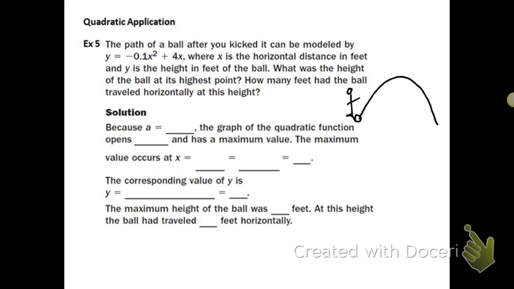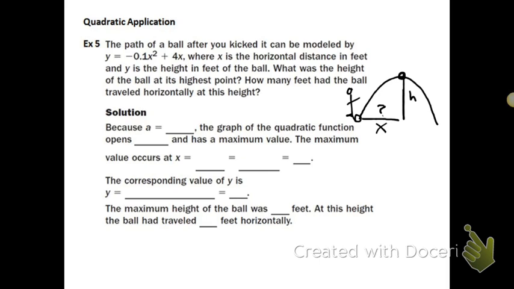So our job is, we want to find what is the height of the ball at its highest point. Well, this point right here is the highest point, and so we want to know what is that height, how far is it off the ground. Let's call that h for height. And we also want to know how many feet the ball had traveled horizontally at this height. So we want to know how far this value is as well. Let's just call that x for right now. So we want to know what that is.